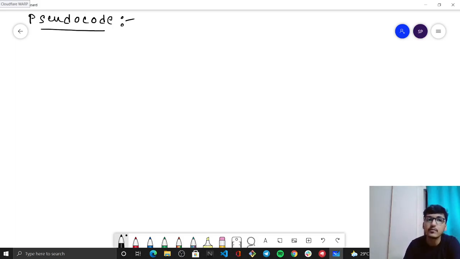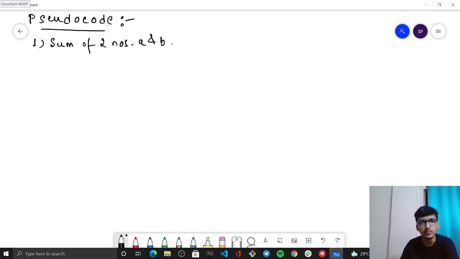So the entire concept will be clearer once I take an example. For example, let us assume that the problem was: write a program to print the sum of two numbers a and b. This is a very simple example. So what did we do when we had to write a flowchart? This is what we did.